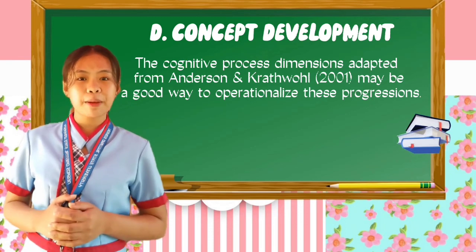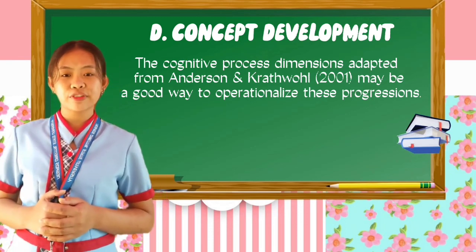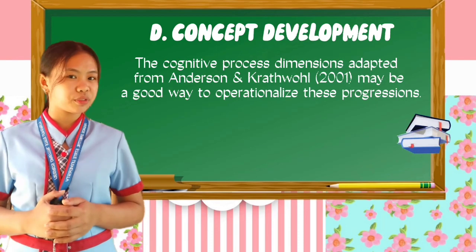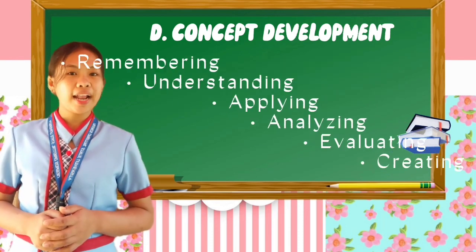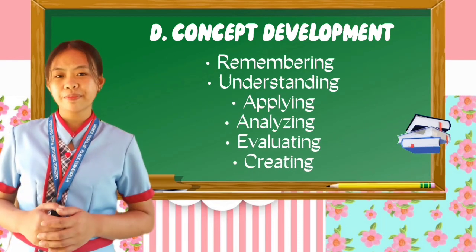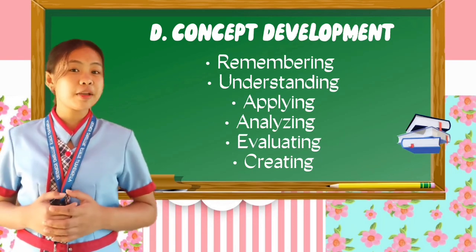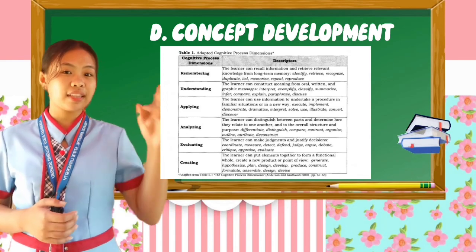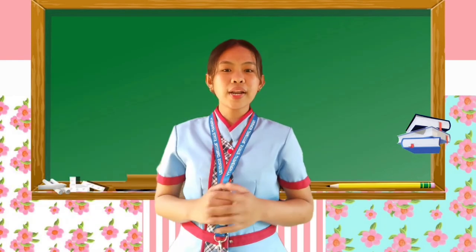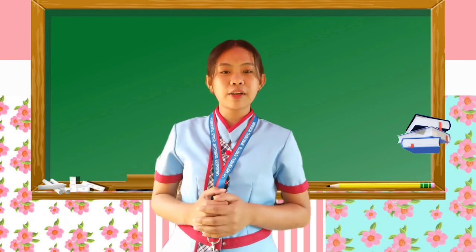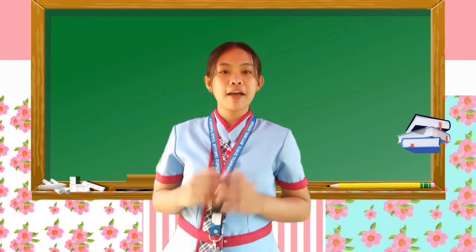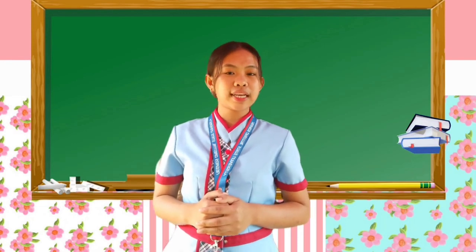It also defines a broad range of cognitive processes from basic to complex as follows: remembering, understanding, applying, analyzing, evaluating, and creating. Each dimension is described in Table 1. To align the assessment process with the K-12 curriculum, the adopted cognitive process dimensions may be used as a guide not only in lesson development but also in the formulation of assessment tasks and activities.